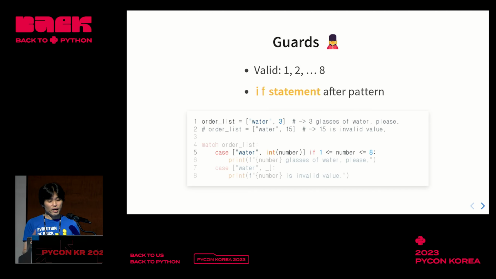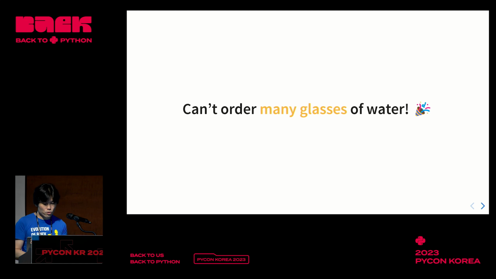In this case, use guards. When you write an if statement after the pattern, it becomes a guard. Line 5 matches if the second value in the order list is an integer. But because of the guard, it matches this case only if the number is between 1 and 8. Okay. You can't order many glasses of water with guards. I want 100 water.